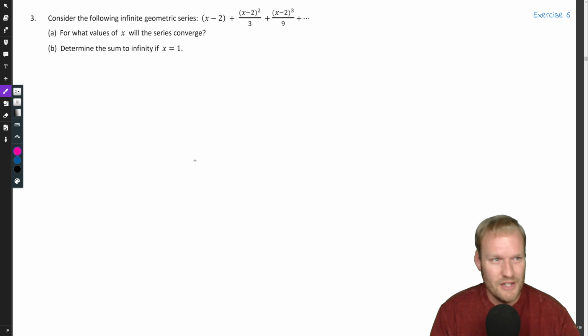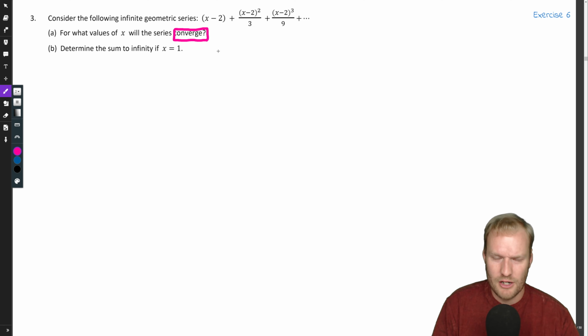Okay, we're on exercise 6, question 3. As always, get your pen out of the video, pause, rewind, leave when you've got it, and give it a good go first as well. Don't just watch through. So we've got a geometric series and we're asked about convergence.